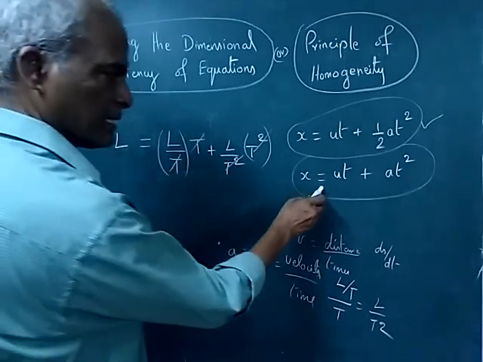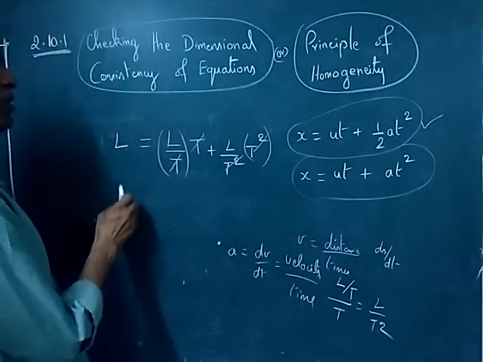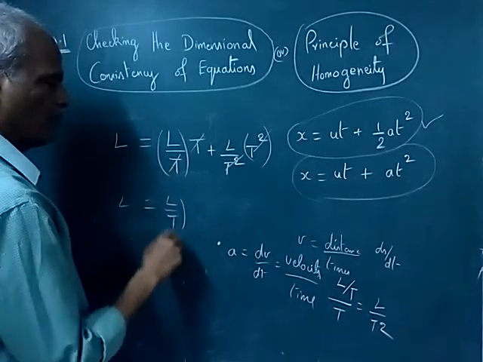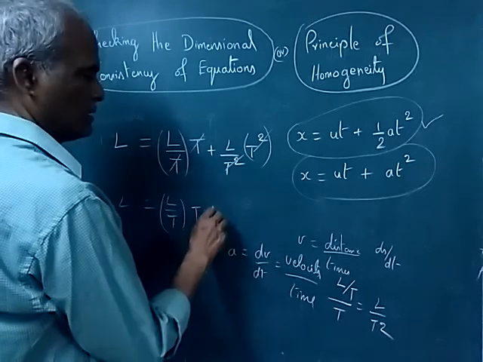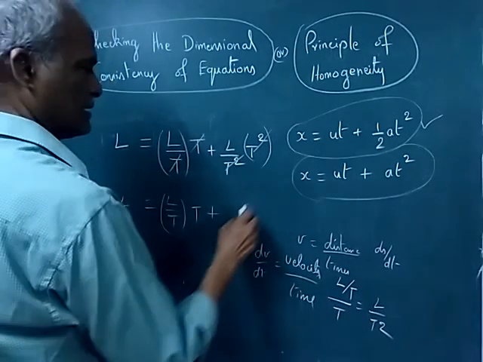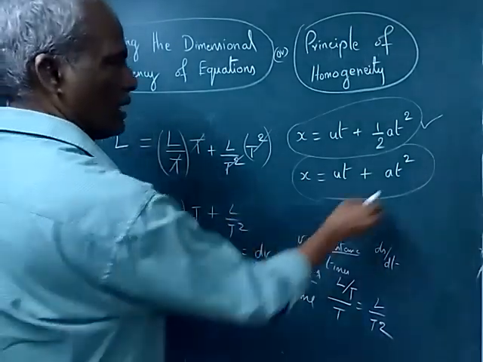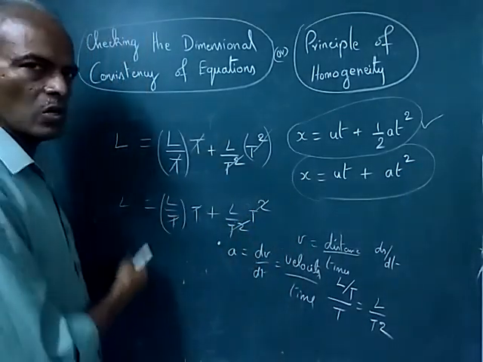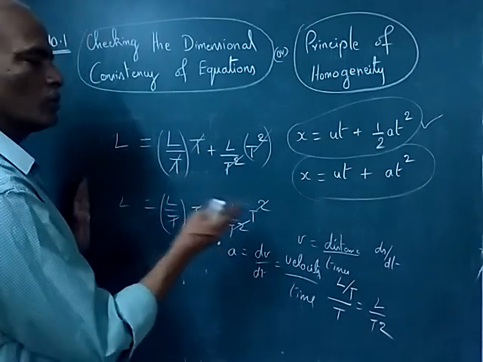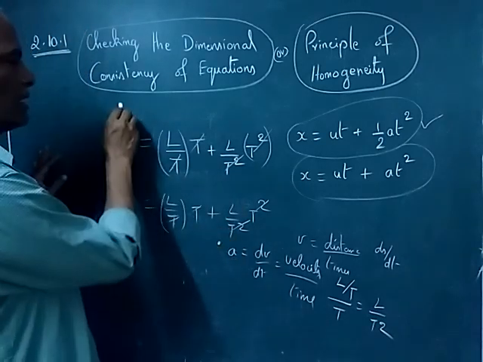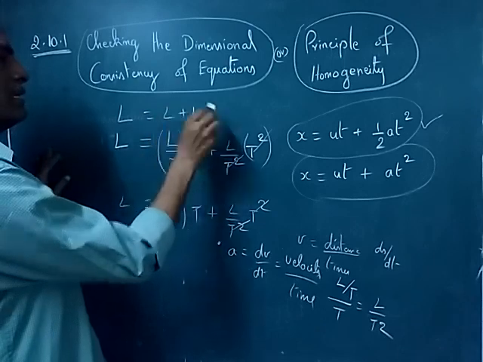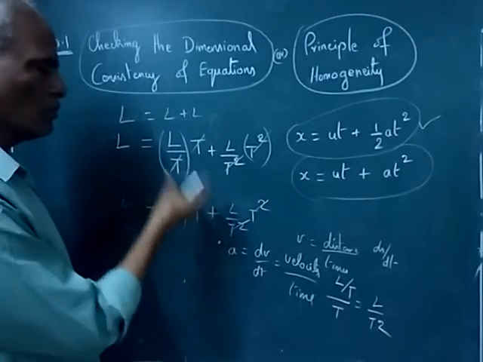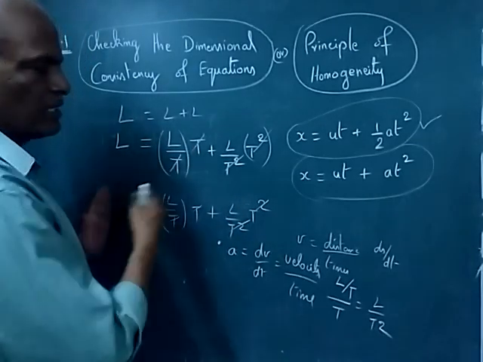Now if you take the second equation also, x is length. Once again u is L by T into T, plus there is no half. Acceleration is L by T square and T square is T square. Once again these get cancelled. Here also dimensionally both are correct. This is L is equal to L plus L. That is dimensionally it is correct. Length plus length is once again length. Here also once again length. Left hand side is equal to right hand side.